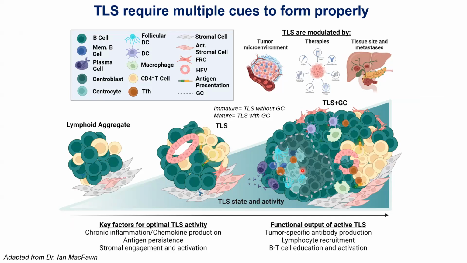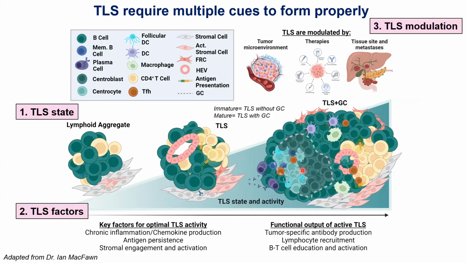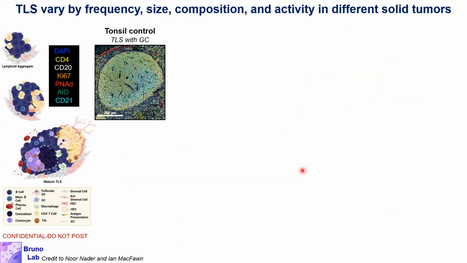Sometimes they're more predominant for a germinal center, not often. Sometimes they're more predominant for a lymphoid aggregate or a TLS without a germinal center, which is mostly the norm in treatment-naive patients. And so to summarize here, TLS state is complicated. TLS factors are multifactorial, and the modulation plays a key role here. So today I'm going to talk mostly about treatment-naive studies in the lab, as we're getting into the modulation piece now and have a lot of studies that are coming online in that regard, but I will show a little snapshot of this along the way.